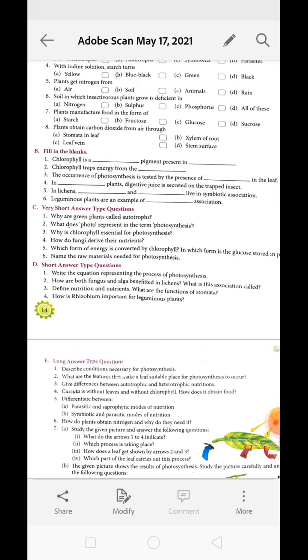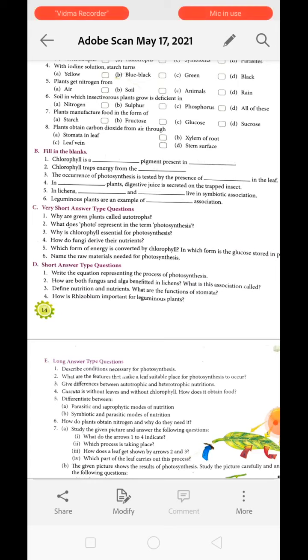Third question, occurrence of photosynthesis is tested by the presence of starch in leaf. The answer is starch. Fourth question, in insectivorous plants, digestive juice is secreted on the trapped insect. The answer is insectivorous plant. Fifth question, in lichens, algae and fungus live in symbiotic association. The answer is algae and fungus.